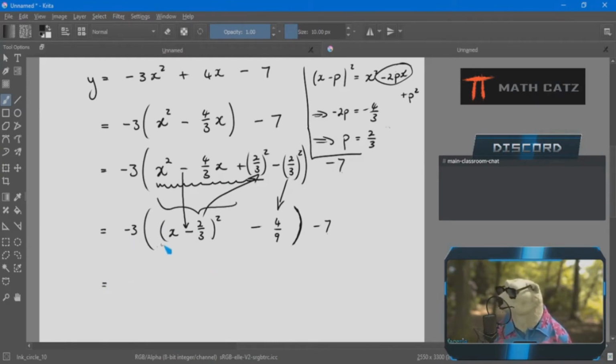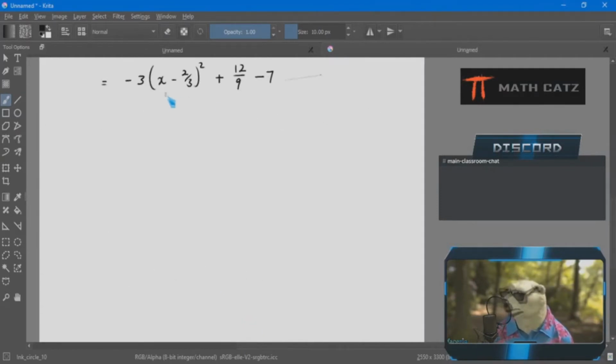I want to now multiply the -3 back in, so -3 times my bracket squared, then -3 times -4 over 9, unpleasant as it is, what are you going to do? Plus 12 over 9, and of course I still have the 7. All we have to do is now merge these last two to create the constant, well, it's not the constant term, the q in the standard form.